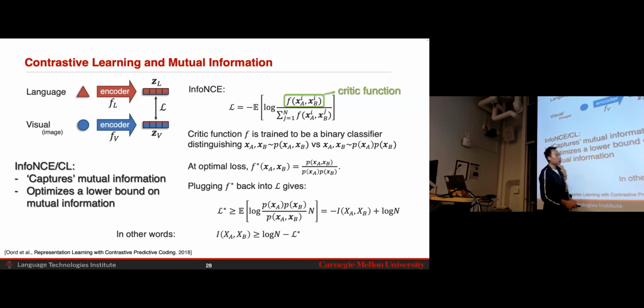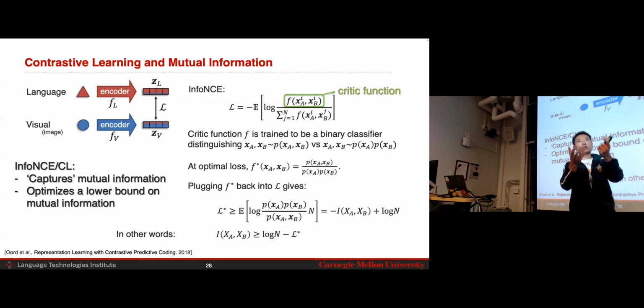So of course, the better you train your NCE, the better you can maximize the lower bound of mutual information and eventually approach as much mutual information as there is in your data.